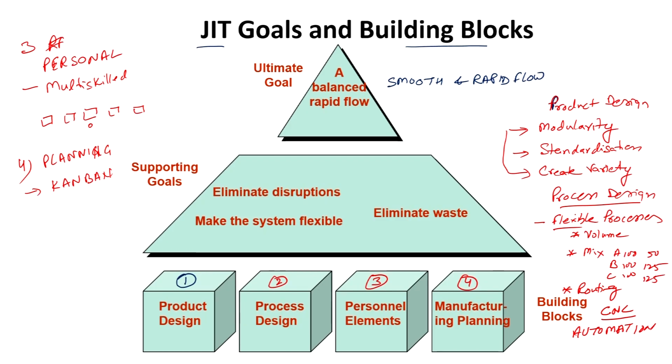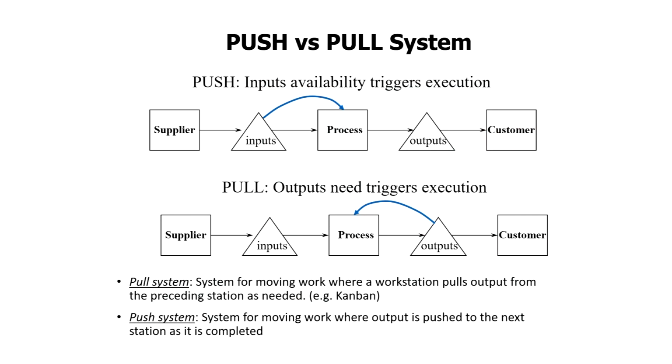So, these are the 4 building blocks for JIT. If we have these 4 in place, I can eliminate the disruptions, make the system flexible and eliminate the waste also. If all these things are done, I will have a smooth and rapid flow of material in the shop, in my processes. That is how we are going to work on this. Now, we are talking about the Kanban system.